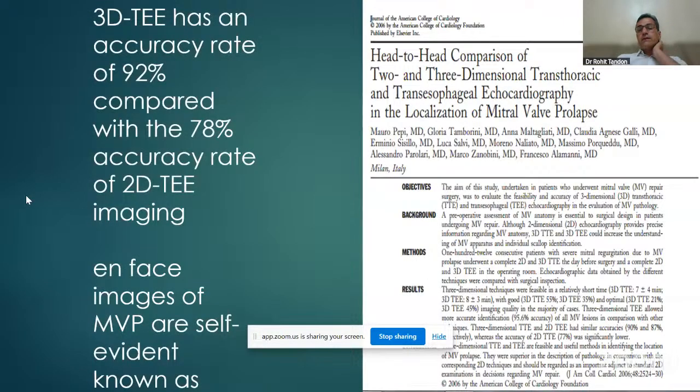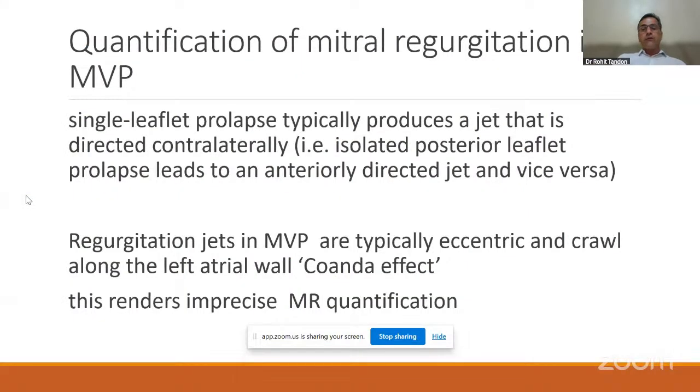Then there was this old study in JACC which showed that 3D transesophageal echo has an accuracy rate of almost 92% compared to 2D, because it gives an en face imaging of mitral valve prolapse. So that we'll discuss later.